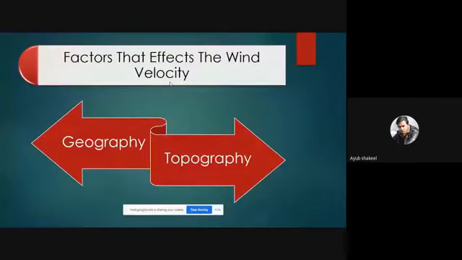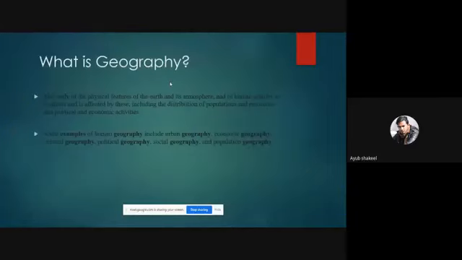So let's talk about geography and topography. Let me explain what geography is. It is the study of the physical features of Earth and its atmosphere, obviously. And if we talk about the atmosphere, we have all the different human activities, our colonies, our buildings, and everything inside it. So all of these do matter, and they affect the distribution of air velocity, and I will explain that further.